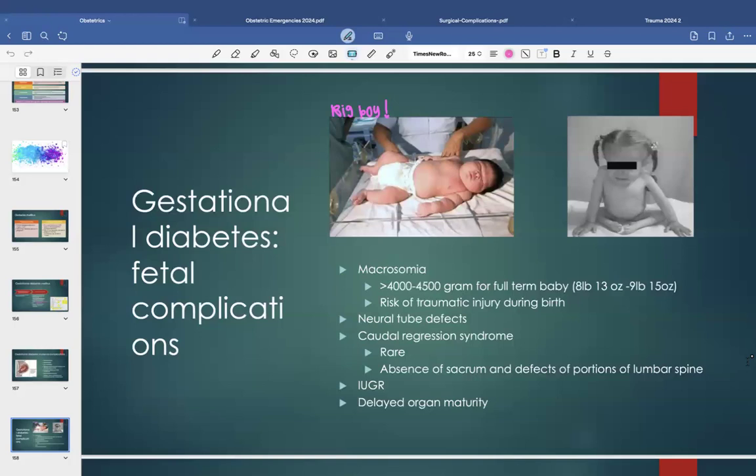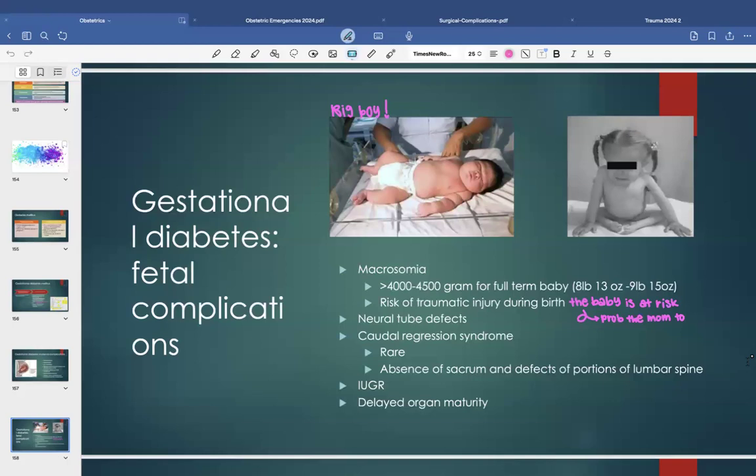Another complication are neural tube defects, which we talked about when we were talking about alpha-fetoprotein. Caudal regression syndrome, which is rare. That's the picture on the right. That little girl has absence of sacrum and defects of the portions of the lumbar spine. And you can see some of those patients online. If you look at pictures of adults with this, they just have more of an upper body and their legs are very stunted.